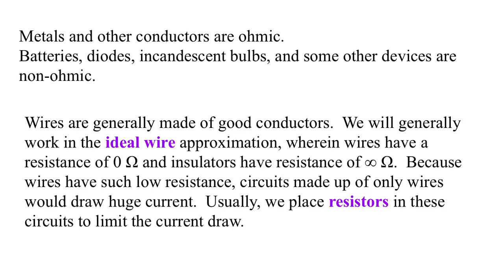Metals and other conductors tend to be ohmic, but batteries, diodes, incandescent bulbs, and some other devices are non-ohmic. We have to keep that in mind. Wires are generally made of good conductors, and we will generally work in the area of the ideal wire approximation, wherein wires have a resistance of 0 ohms and insulators have a resistance of infinite ohms. Because wires have such low resistance, circuits made up of only wires would draw a huge current, and usually we place resistors in these circuits to limit the draw. Otherwise, you get a short.